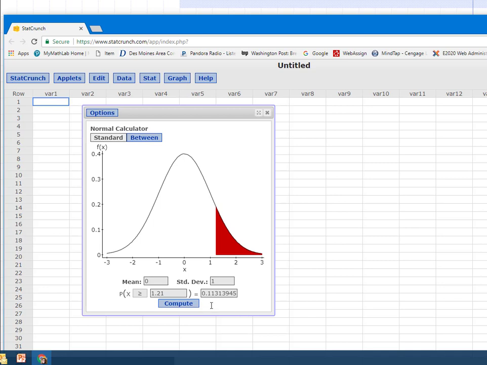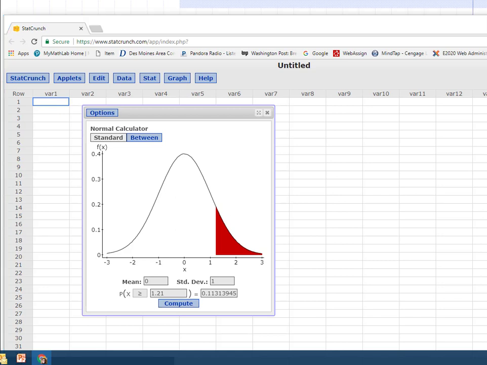And that comes out to be 0.1131, or about 11% is above that. So that's how we would do it with StatCrunch. We can also pull in our table, and we want the positive z-scores.